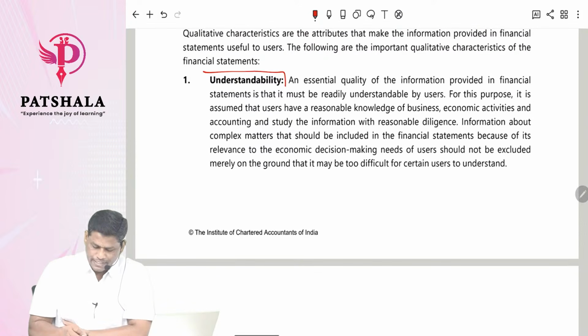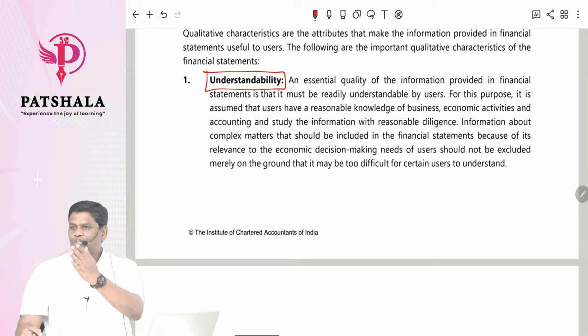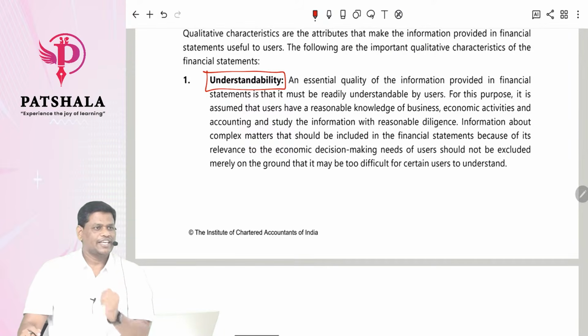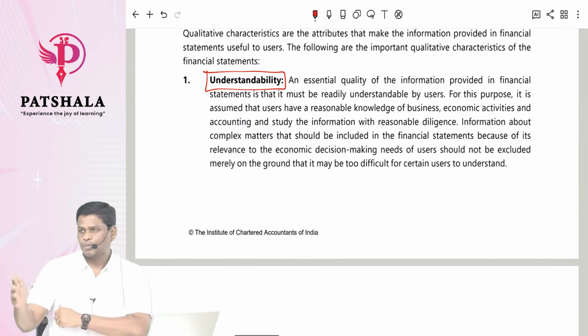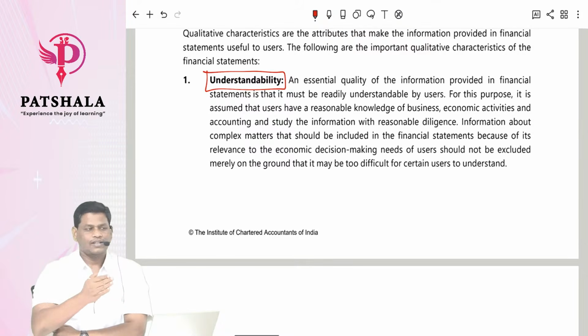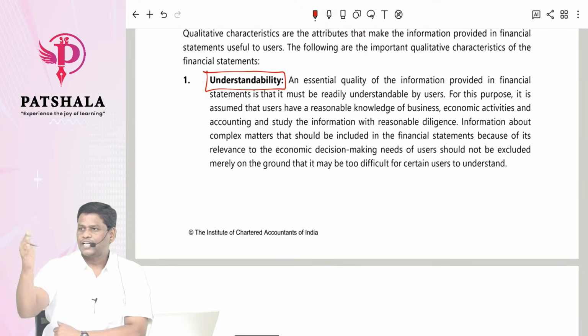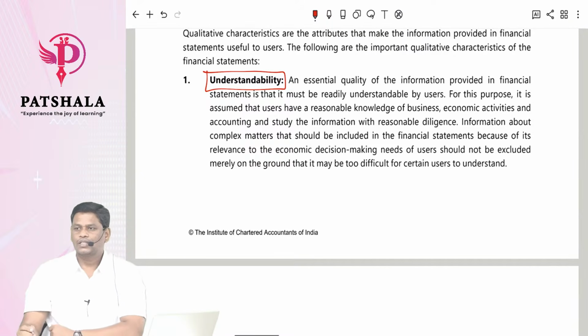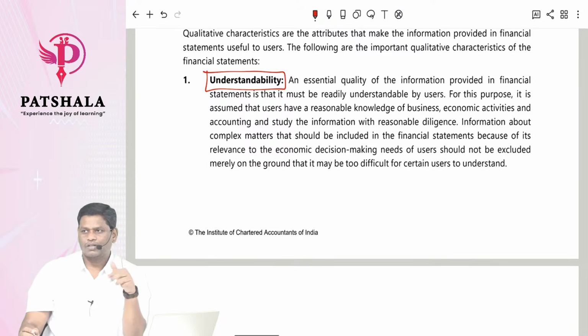Understandability. If everyone follows the same language, is it easy to understand or not? In this class, some understand Telugu, some understand Hindi, some understand Urdu, some understand Kannada, some understand some other language. Everyone understands one language, English. Like that, everyone understands one language here, accounting. But that should be on a set of rules and regulations. So you have a feature called understandability.